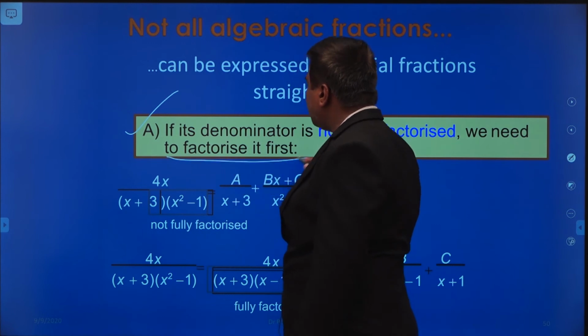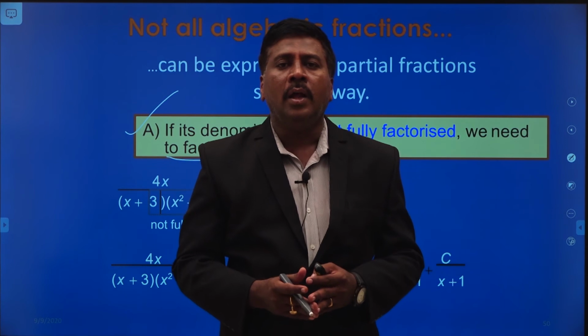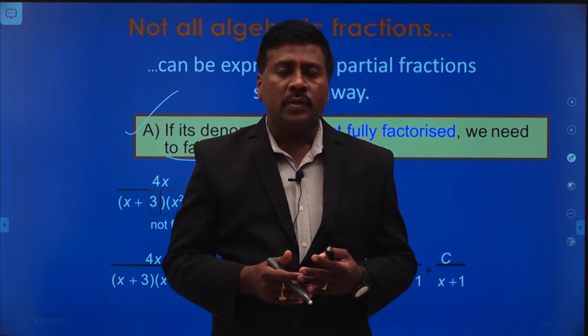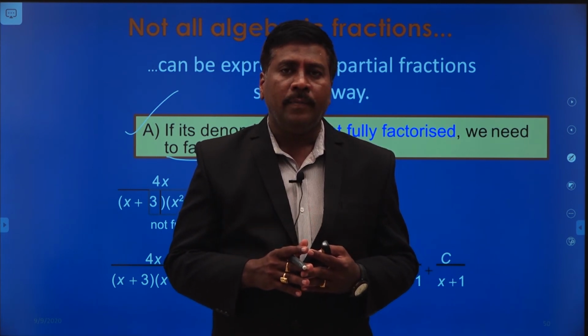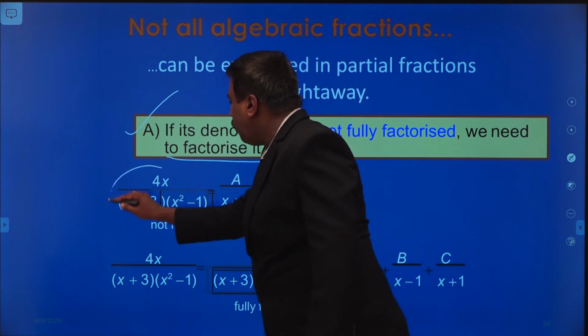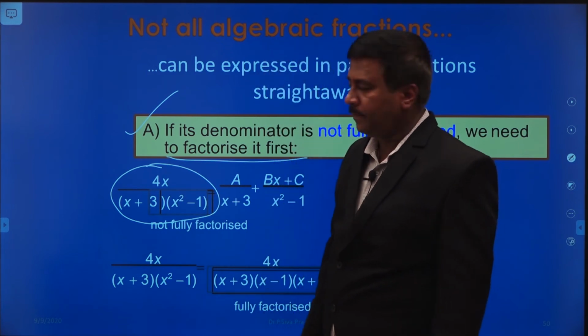First of all, if the problems are given like that, suppose in the sum the denominator has terms that are not factorized, then you have to factorize it first. For example, this is the problem: 4x by (x plus 3) into (x square minus 1).